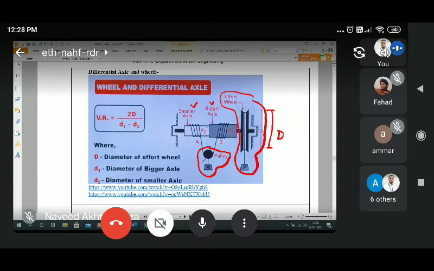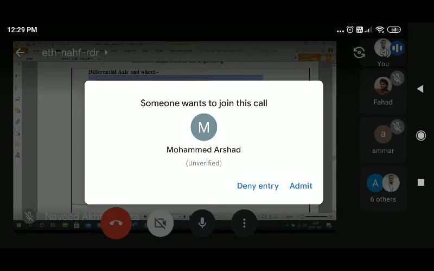And here you can see that when we have to lift the load, what will happen? You have to pull this rope.